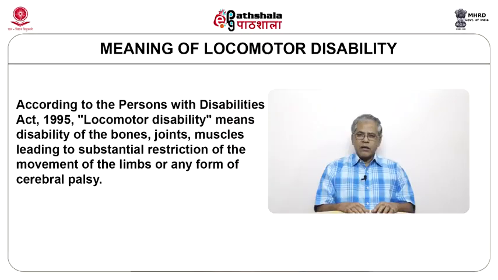Let me briefly explain the meaning of locomotor disability. According to the Persons with Disabilities Act 1995, locomotor disability means disability of the bones, joints, muscles leading to substantial restriction of the movement of the limbs or any form of cerebral palsy. The Rights of Persons with Disabilities Bill 2012, which is yet to become an act, has defined locomotor disability as a person's inability to execute distinctive activities associated with the movement of self and objects resulting from affliction of musculoskeletal and or nervous system.